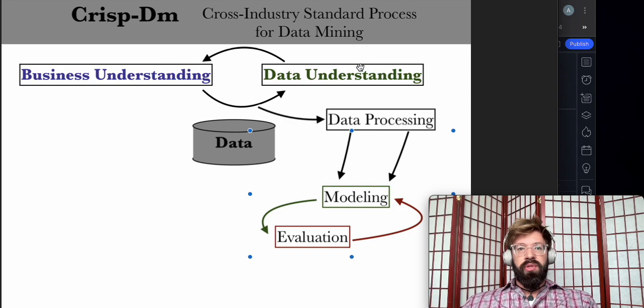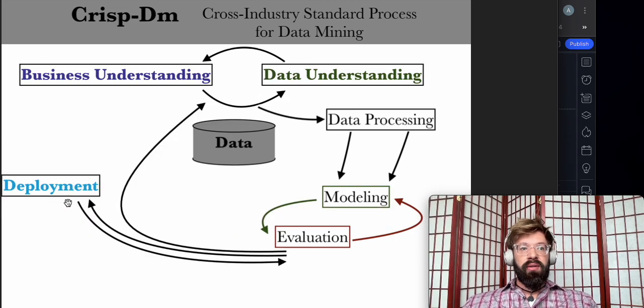So there's 6 steps. Here are the first 5: business understanding into data understanding. Then you have data processing. Now, modeling and evaluation are in a cyclical loop here because the modeling and evaluation are going to be almost part of the same step. This is really, really important for making decisions and eventually deploying this data.